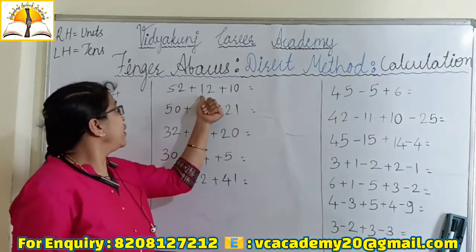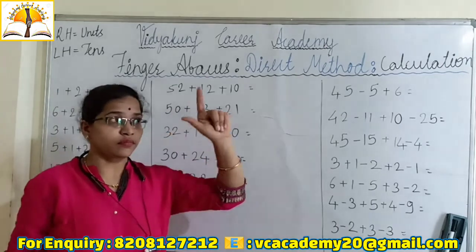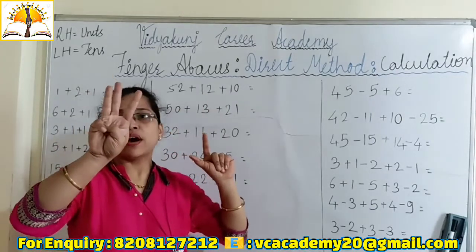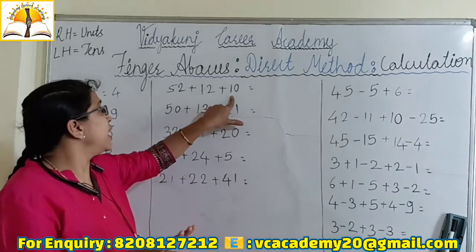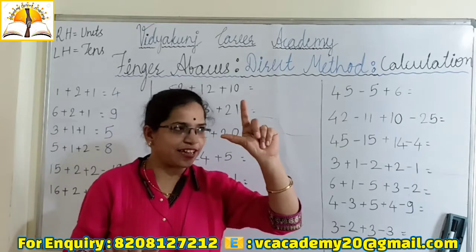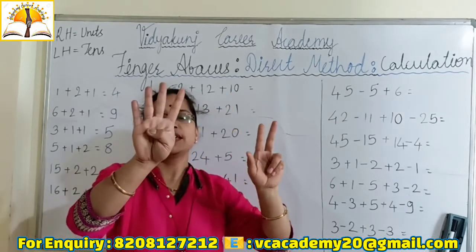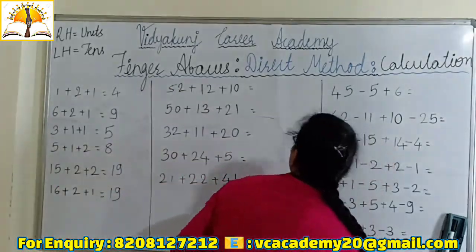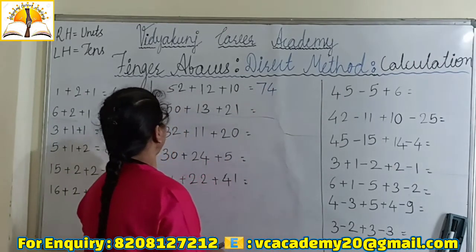Then 12. This 1 is on tens, so I will take 1. It means 60. And here 2, 1 and 2. What is here? 64. Again, here it has given 10. Then I will represent it with the help of the left hand. Now count it here: 50, 60, 70 and 74. Our answer is 74.